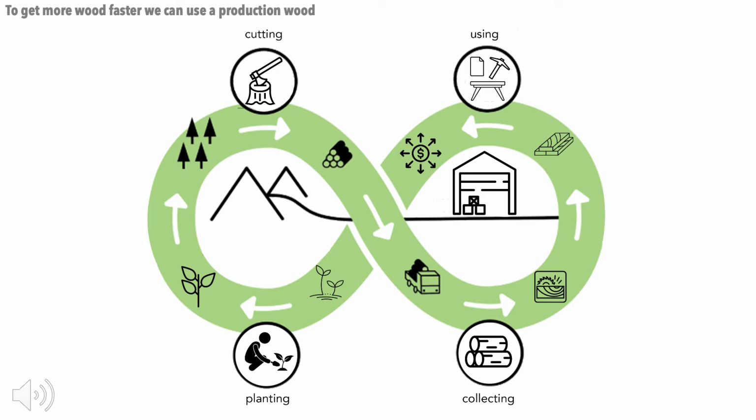An ideal system for obtaining wood in an efficient way is to create a production forest. Trees are planted for production purposes only. The trees grow until they are suitable for the manufacture of musical instruments.